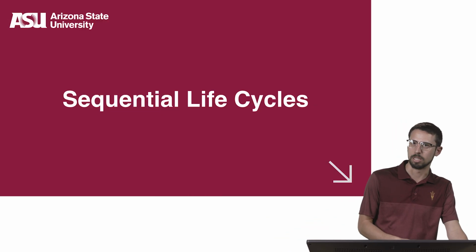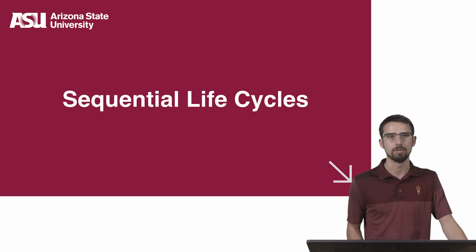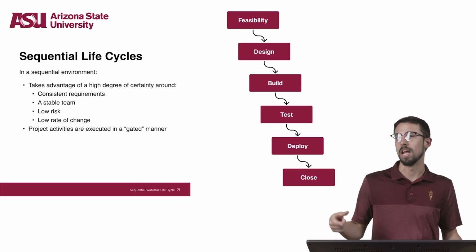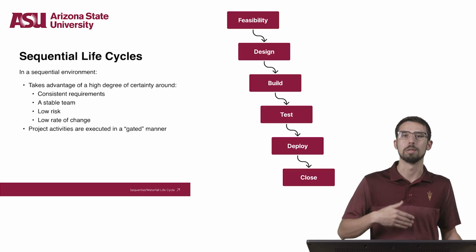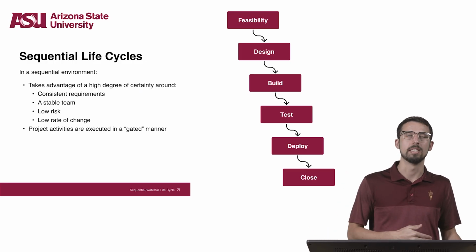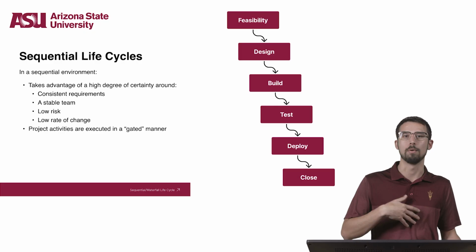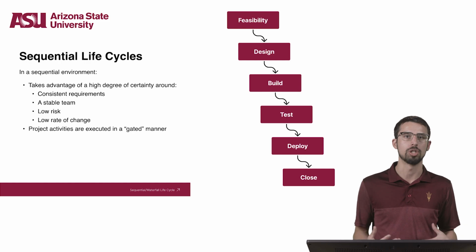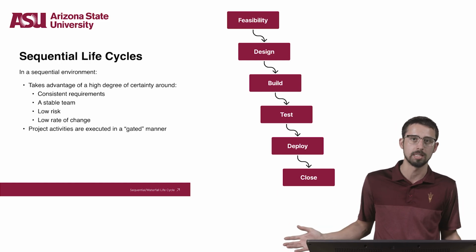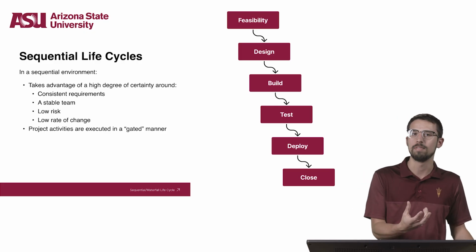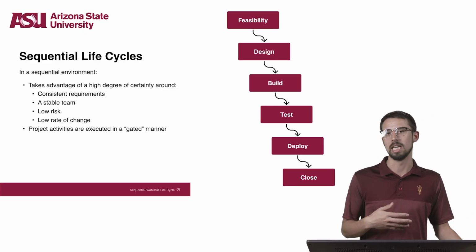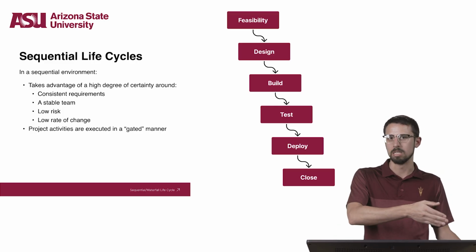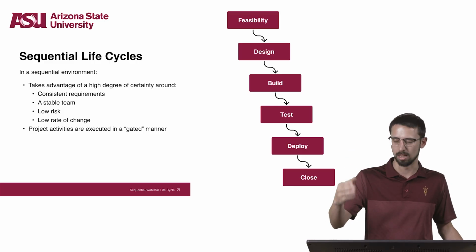On the other end of the spectrum now, let's take a look at the sequential life cycles. Sequential life cycles expect to take advantage of very high degrees of certainty around consistent requirements and a stable team that can become familiar with the process and workflow, and very low levels of risk or change that could totally hamper the process. And as a result, project activities often get executed in a serial or gated manner. In other words, one task must be completed before moving on to the next task, and then the next, and so on.